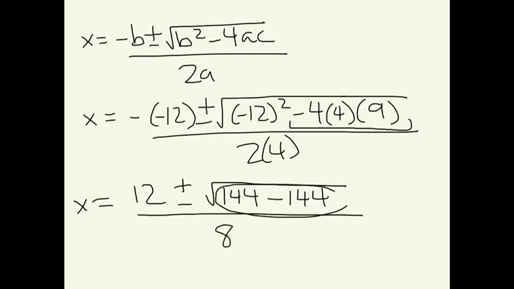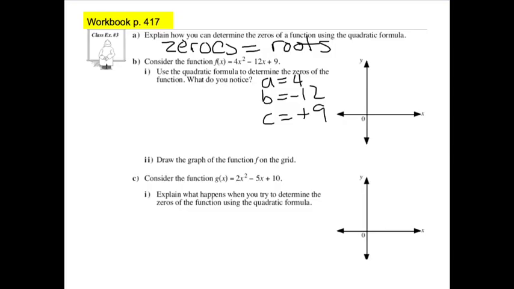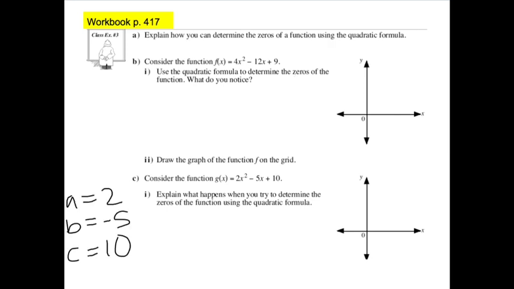You'll notice here, this actually reduces down, so you end up with the square root of 0. So 12 plus or minus 0 over 8. Big thing. This, of course, doesn't really mean anything, so you're only going to have one root, which is 3 over 2. This makes sense if you graphed it. You're going to have a parabola where the parabola sits right on the x-axis, and it's going to sit right at 3 over 2.